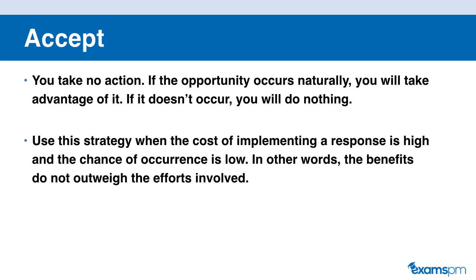So let's take a look at an example. You know that a supplier may have spare equipment that you can use for your project for a short period of time at a low price. Since there is no guarantee that you will need this equipment, you don't take any action. This is an example of the accept risk response strategy, because here you don't take any action in order to realize the opportunity. When it comes time that you may need this equipment, you approach the supplier and ask them if you can borrow it at a low price for a short period of time. It's available, you'll take it, and if it's not, you will just have to pay whatever the market price is for that.